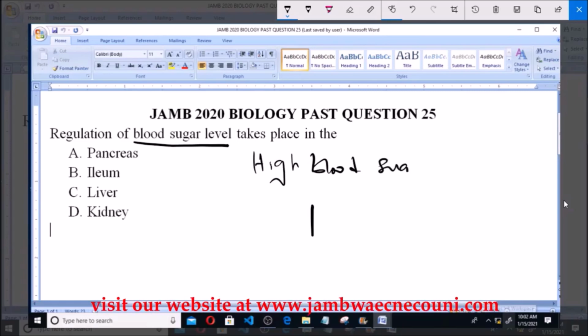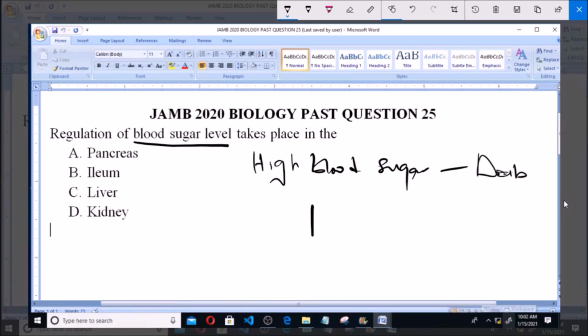Now, blood sugar level must be regulated because when you have high blood sugar, it is a problem, and we usually refer to such situation as a diabetes or a diabetic situation. And also low sugar level is not good. So for us to maintain homeostasis, that is to maintain the constant internal environment, the body devises a means to maintain the blood sugar level through the activities of two hormones, and that is glucagon and insulin.